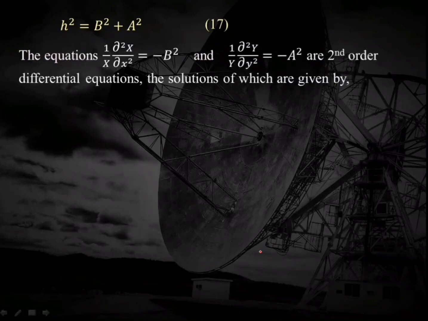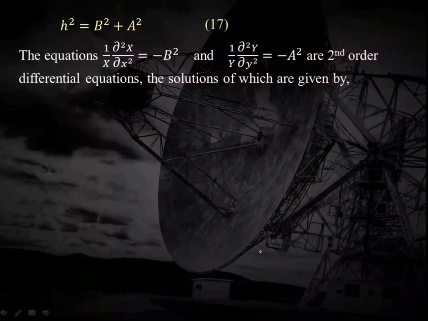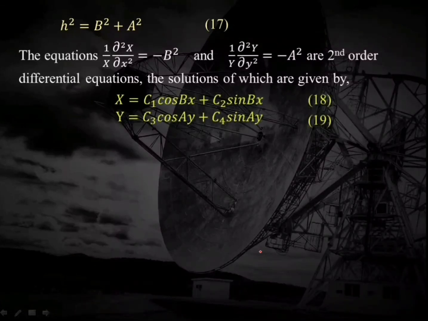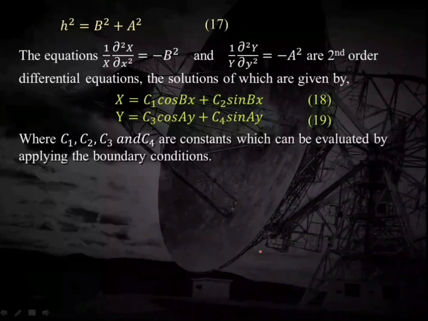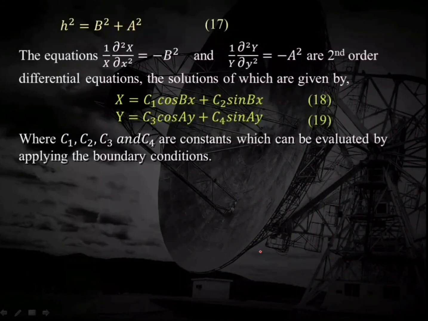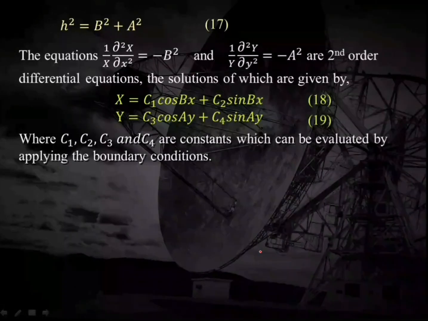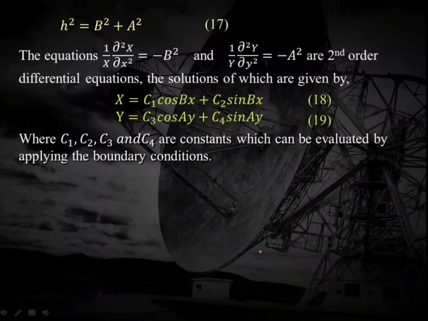Now, these equations, (1/X) ∂²X/∂x² equal to minus b², and (1/Y) ∂²Y/∂y² equal to minus a², are second order differential equations, and the solutions are given by C1 cos bx plus C2 sin bx, and for y it will be C3 cos ay plus C4 sin ay. Here C1, C2, C3, C4 are constants which can be obtained by simply applying the boundary conditions.